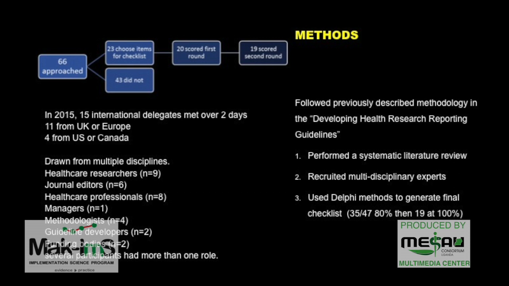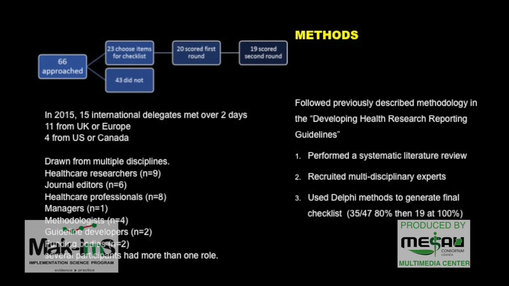So they approached 66 experts in the field from a diverse background, this multi-disciplinary team. And here, anyway, we will discuss this a little later. But 23 experts then wrote back and chose items. So 66, 23 responded. Then 20 scored the first round. Then they recompiled the list, sent it out, and this time 19 sent back. And 19 of them were in agreement about 19 items they thought should be included in the STARI checklist.